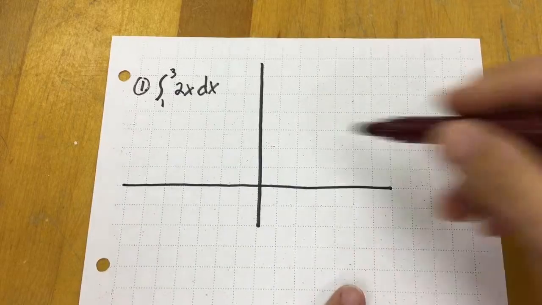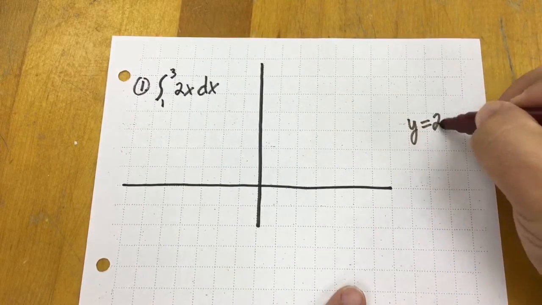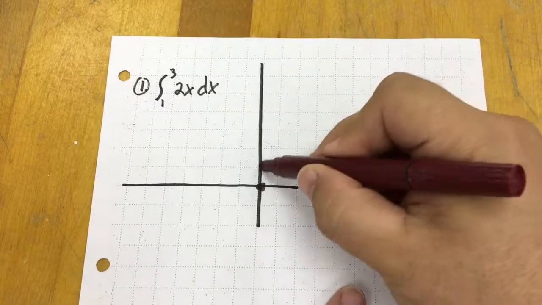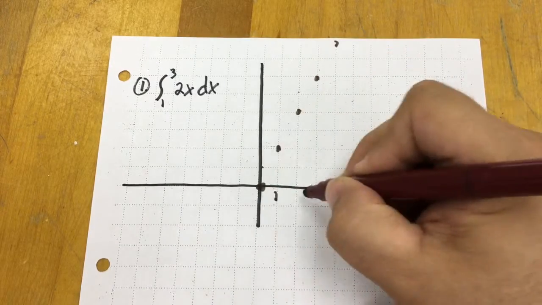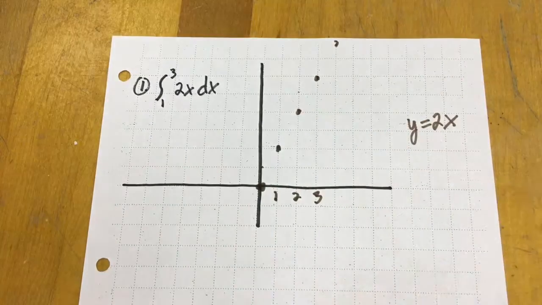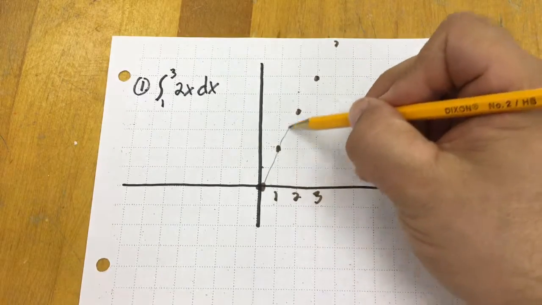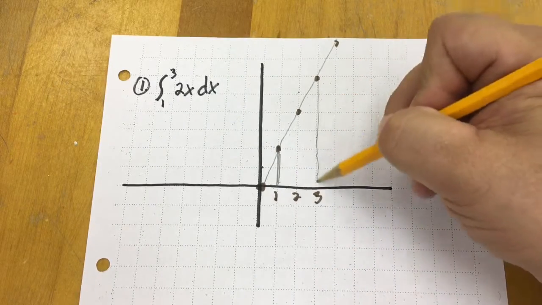Still working on number 1. A different way to do it is to graph y equals 2x. So I'm going to graph that equation y equals 2x. That means I begin at 0 and the slope is 2. I go up 2 over 1, up 2 over 1, up 2 over 1, up 2 over 1. And it says from 1 to 3. So I'm basically going to find the area underneath this line from 1 all the way up until 3.